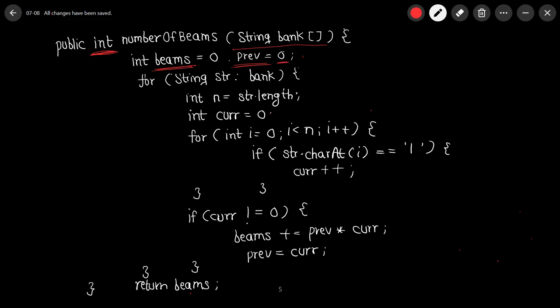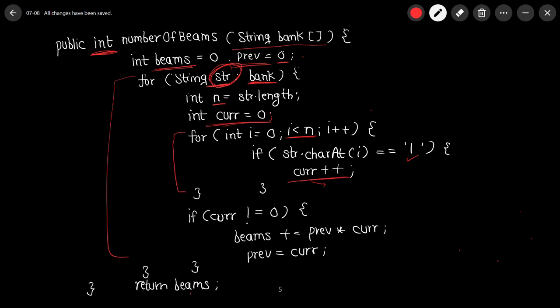So we process each string from our bank's 2D matrix. We compute its length, and current is initially set to 0. This will count how many devices are there in the current string. We traverse our current string in this loop and check if it's a 1, which means it is a security device, because 1 denotes a security device, right? So if it's a 1, we increase the current count. This current count denotes how many devices are there in the current row.